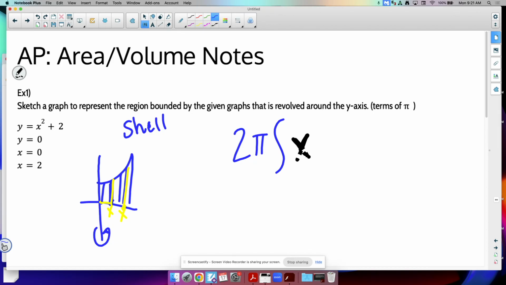And then its height. What equation is bounding this height? Yeah, x squared plus 2. And then what can we take away afterwards? What's the lower bound of it? 0. So it is still that big minus little. You're in terms of x. So this region begins at 0. Where does it end? 2.